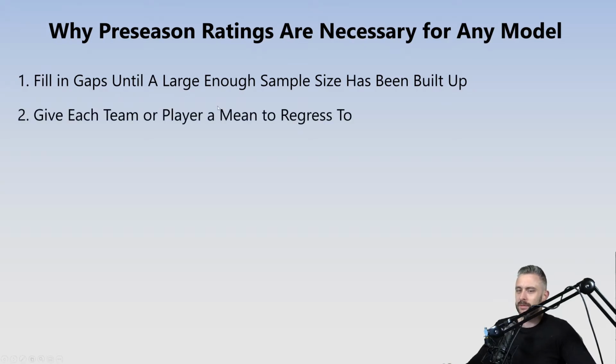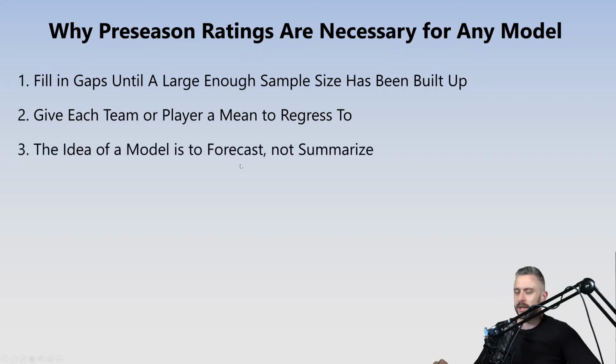Number two, you need to give each team or player a mean to regress to. That's the ultimate purpose of preseason ratings, that every player has a mean that they're going to regress to. Mike Trout is going to have a higher mean to regress to than some rookie, right? That's the ultimate end game of preseason ratings, not just to fill in the gaps, but to give each player a different mean to regress to, because you can't regress every player to the same exact mean. Everyone needs a higher or lower starting point based on their past history.